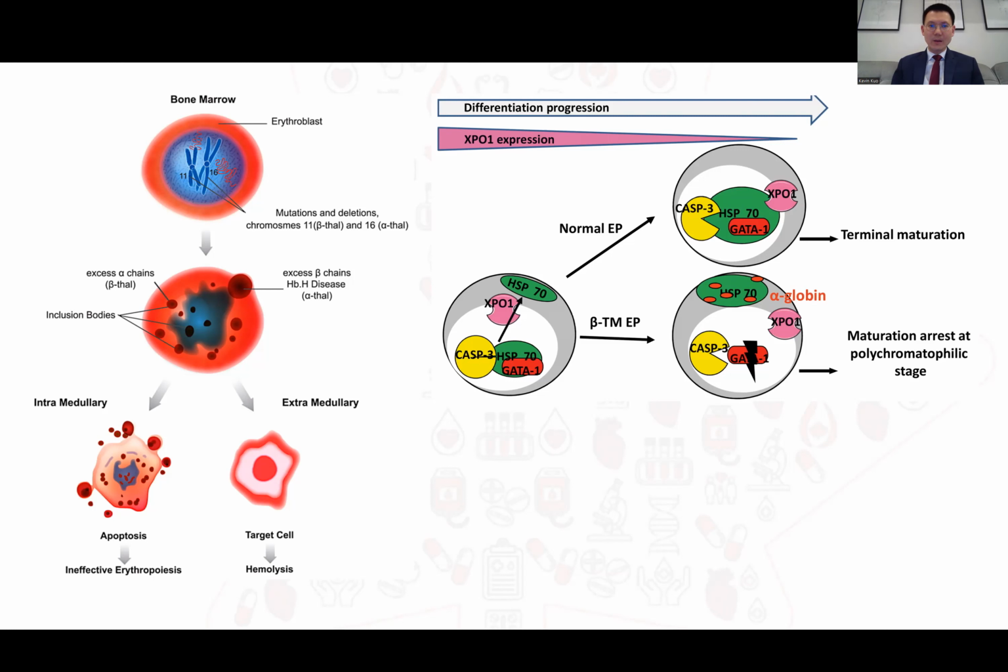In beta thalassemia, HSP70 translocates out of the nucleus in an attempt to refold the alpha globin aggregates, facilitated by XPO1, thus leaving GATA1 unprotected. Caspase-3 takes advantage of HSP's absence and degrades GATA1, leading to reduced differentiation and maturation arrest. While the exact pathophysiology of alpha thalassemia is less understood, it is thought to work in a similar manner.